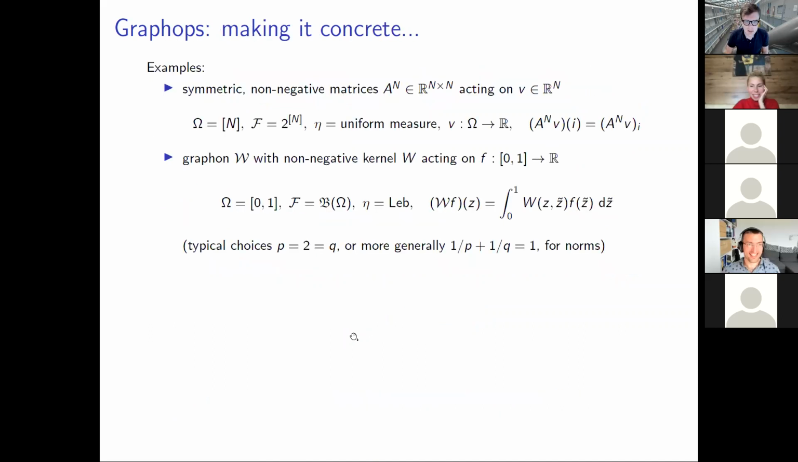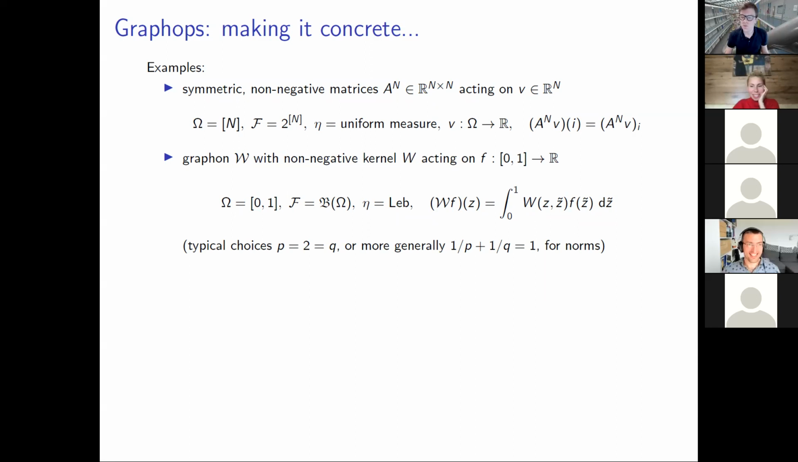So this is quite interesting. Here are some examples. Why are finite graphs representable that way? Take an adjacency matrix, for example, symmetric, non-negative, say zeros and ones for simplicity, and it acts on v by matrix vector multiplication. You can phrase this in terms of graphops by picking omega as the discrete set from 1 to n, taking the usual power set for the sigma algebra, and the uniform measure on this discrete space. The v, which is my vector, I can interpret as a function from omega to R, because it takes an index and spits out its entry.